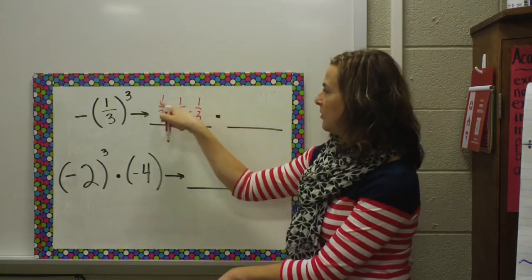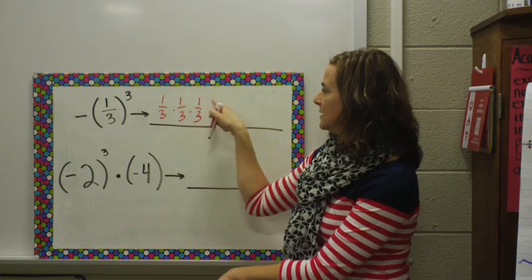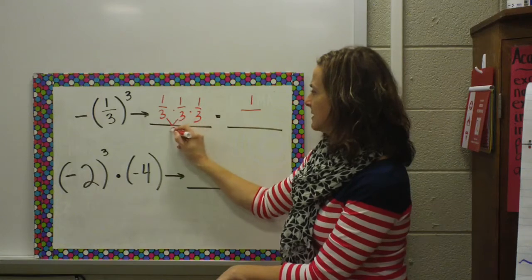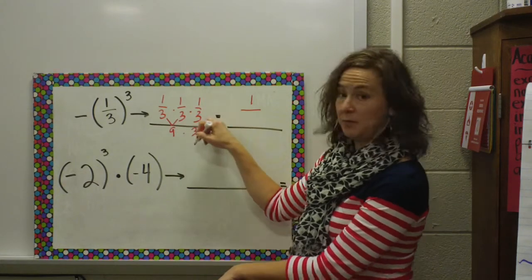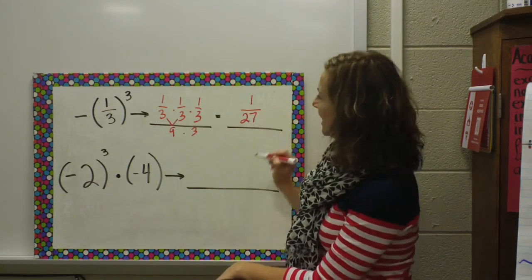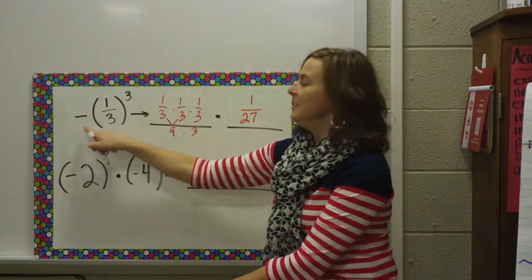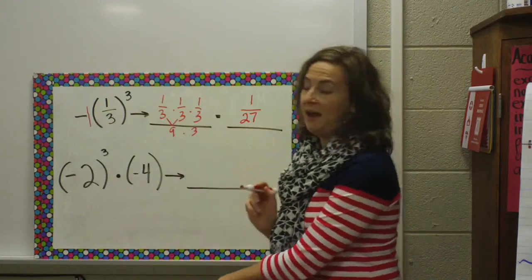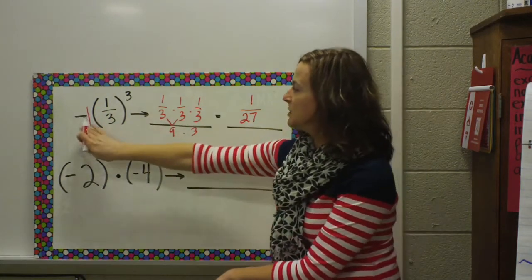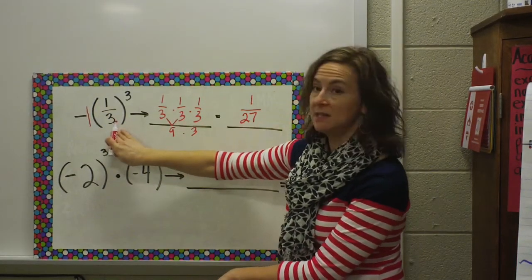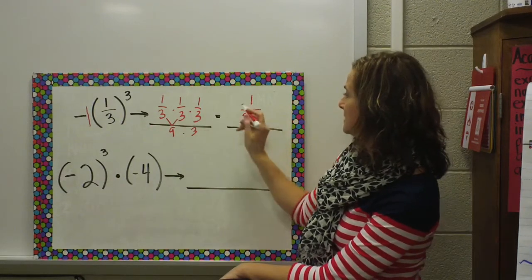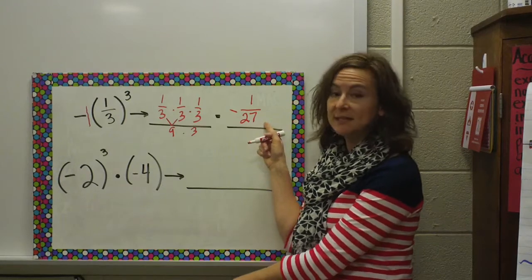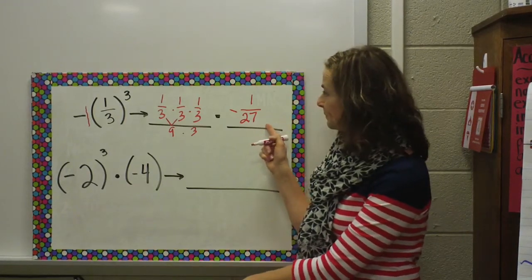Multiplying, I can just multiply across. 1 times 1 times 1 is 1. 3 times 3 is 9. Times 3 is 27. Now I'm going to go back here. This negative sign on the outside of the parentheses I can think of as a -1. So -1 times whatever this equals, -1 times this would be a negative one of these, a -1 over 27.